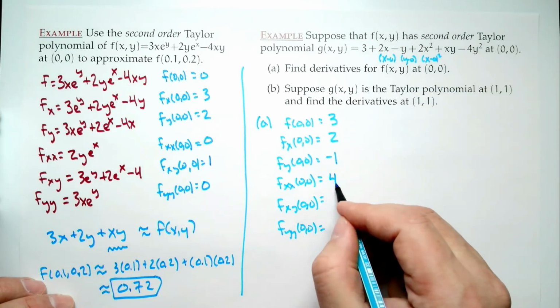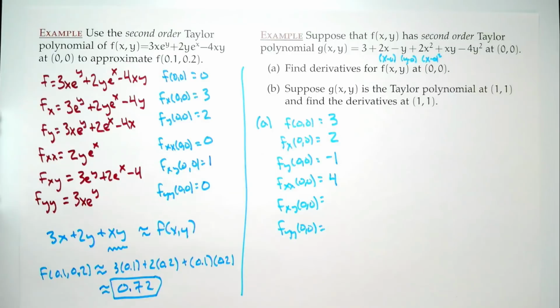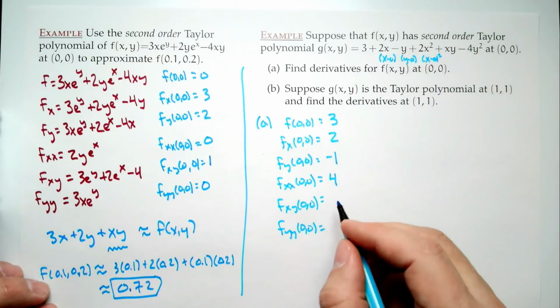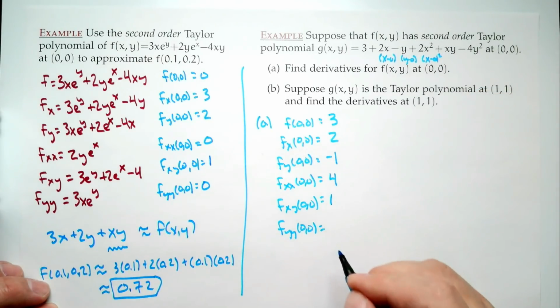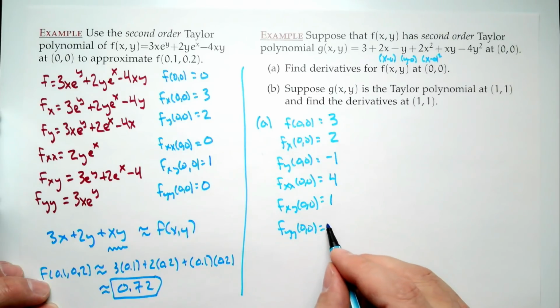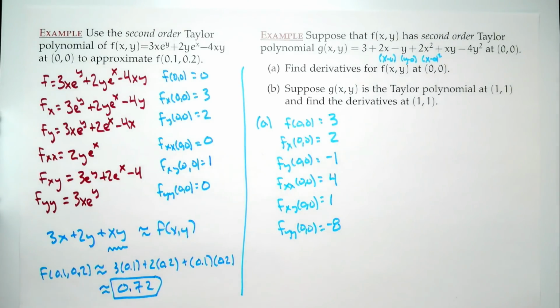Okay. F sub xx at 0, 0: 4. I was wondering how many people would forget that there should be a half there. So a half times f sub xx would be the coefficient. Okay, f sub xy: 1. F sub yy: negative 8. So in other words, if they hand you the Taylor polynomial, then you know information about derivatives.